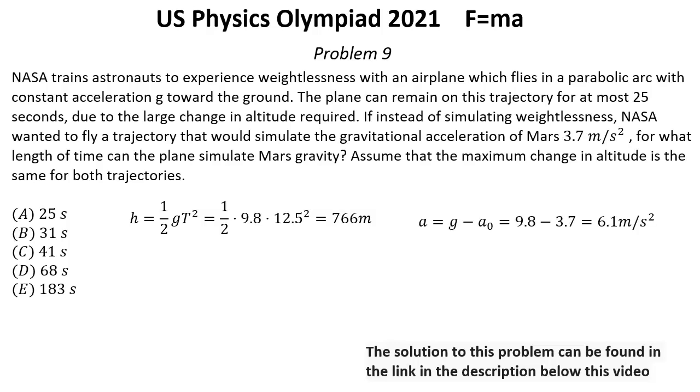After that we can find which acceleration the airplane needs to use to simulate the acceleration of gravity on Mars. That will be a equals g minus a0, where a0 is the gravitational acceleration on Mars. So that will be 6.1 meters per second squared. And now we can compute the total time for motion up. That will be this expression. So to move up we need 15.8 seconds. And we have to double this time for motion up and down, which gives us approximately 31.6 seconds. This answer is closest to answer B, 31 seconds. And that was the solution for problem number 9.